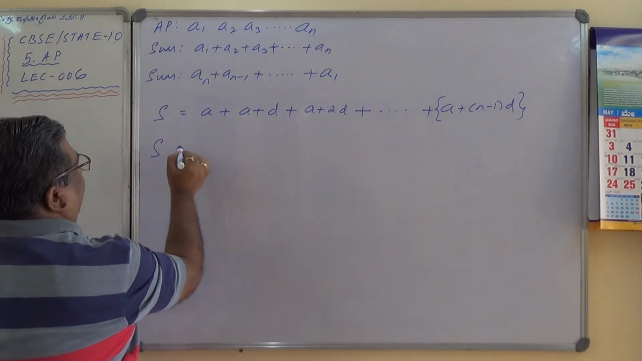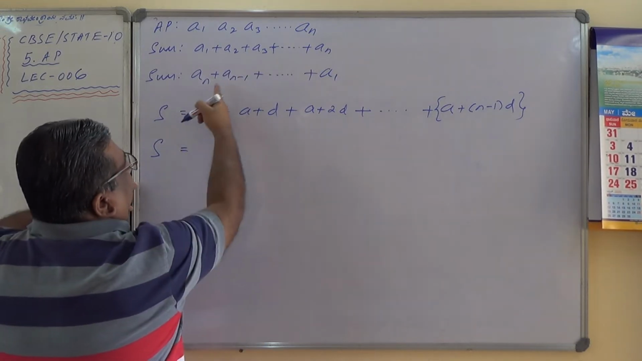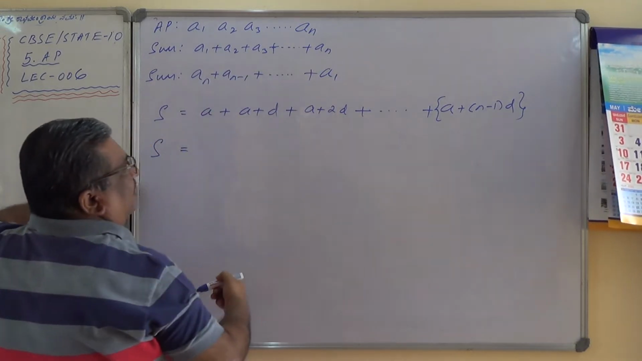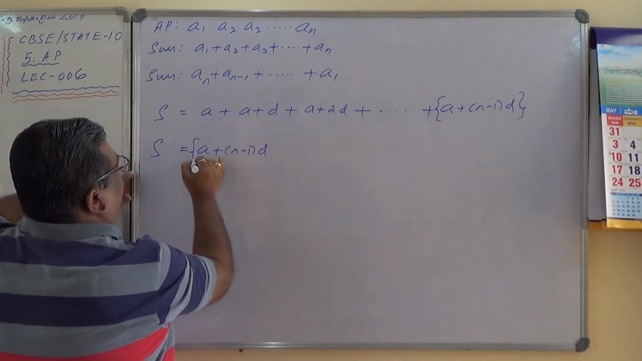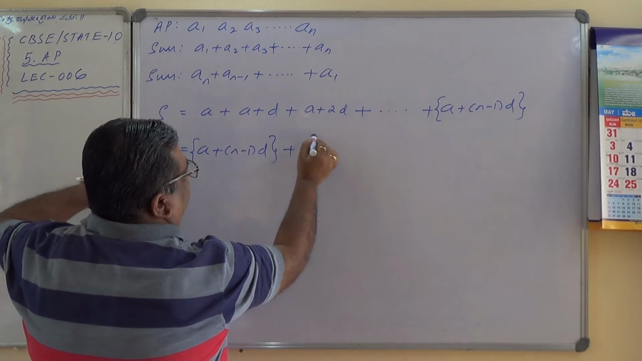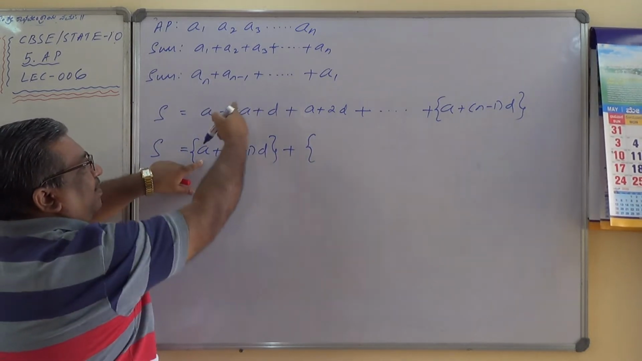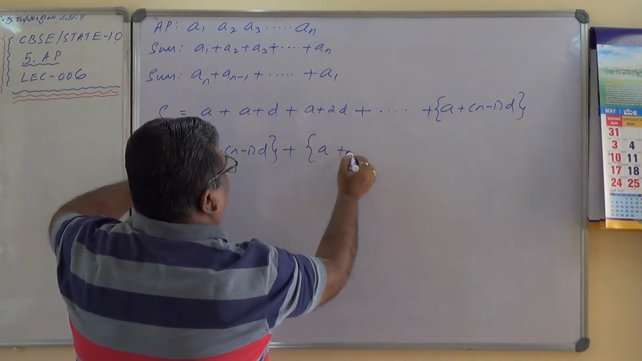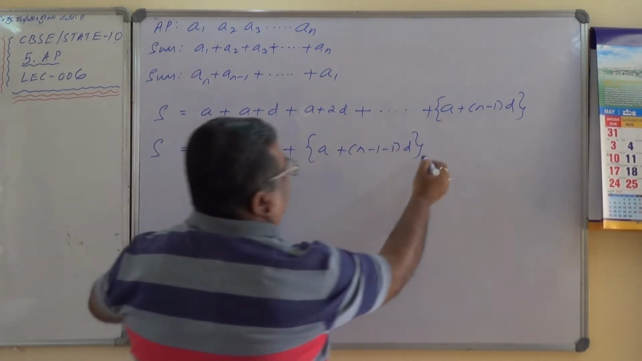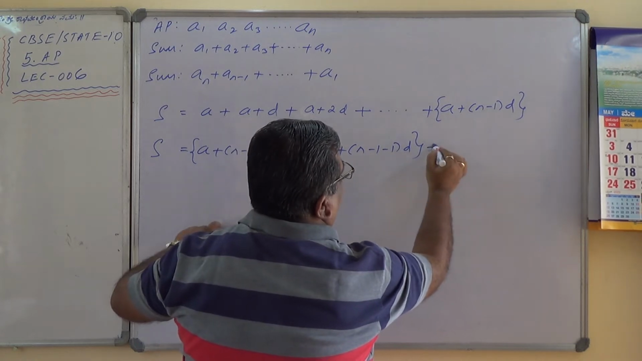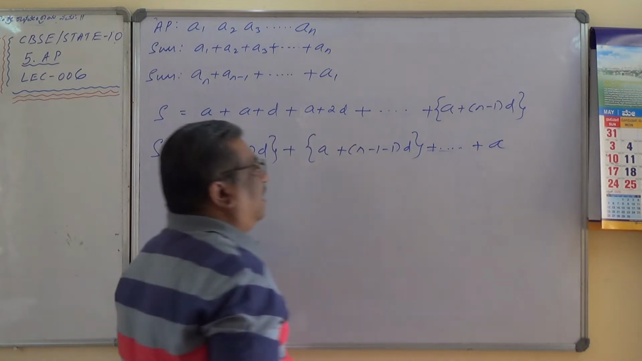Similarly, the sum can also be represented by writing the last term first. An plus an minus 1, and it will continue up to a1. So this is a plus n minus 1 times d, plus what is the next term here? An minus 1 is a plus n minus 1 minus 1 into d. Is it right? It will continue like this, and finally you end up here with a, that is the last term.